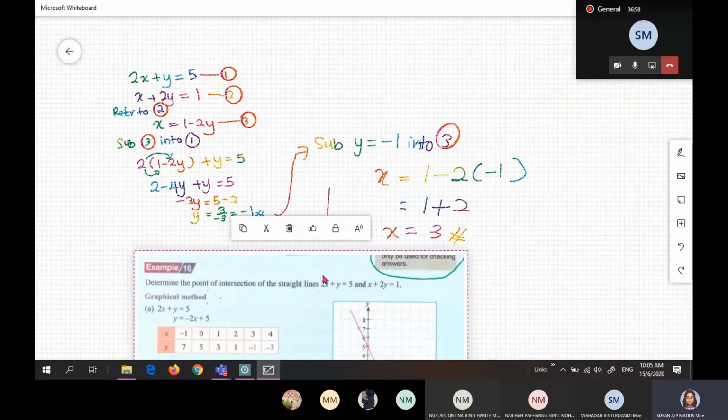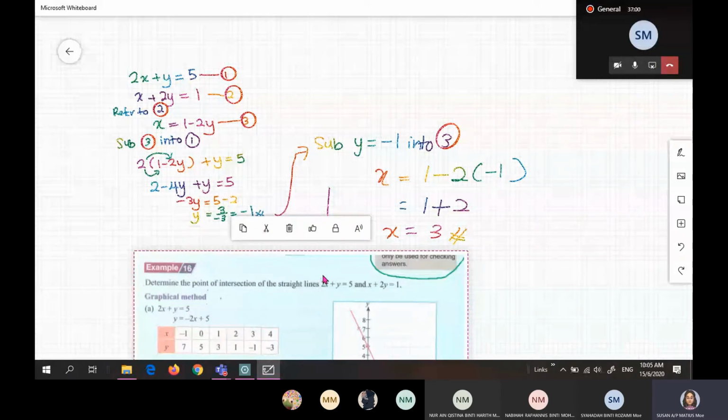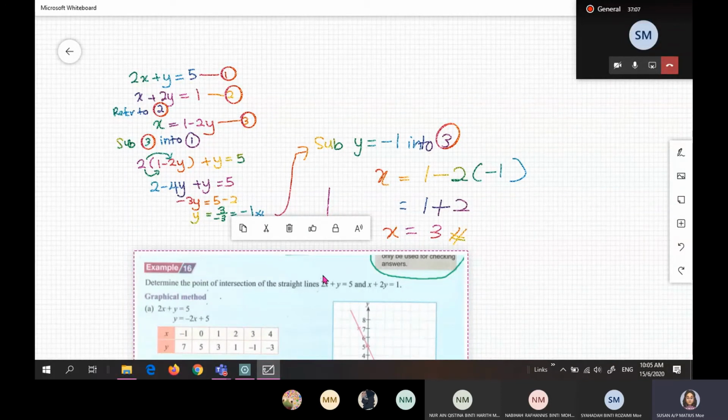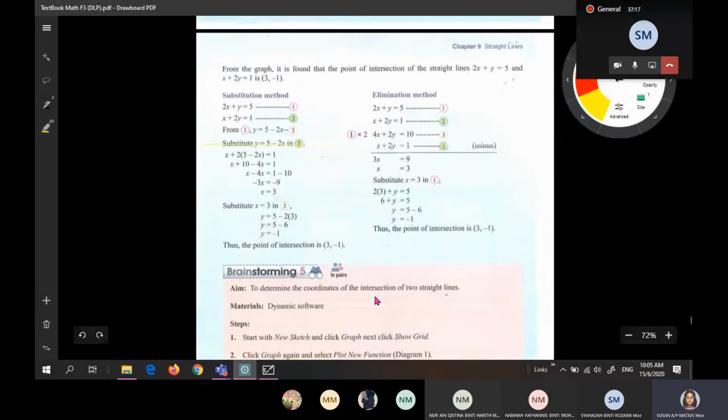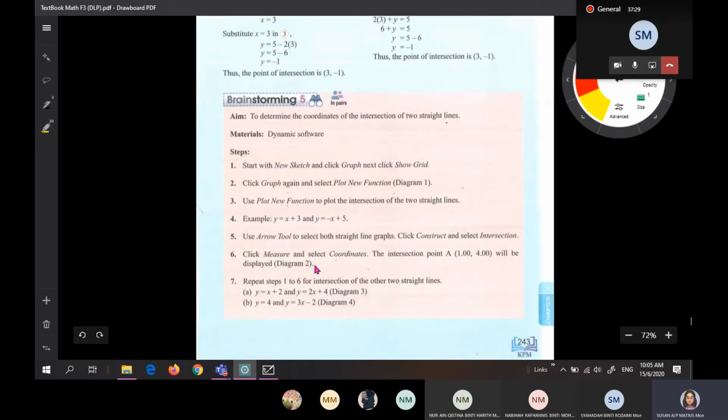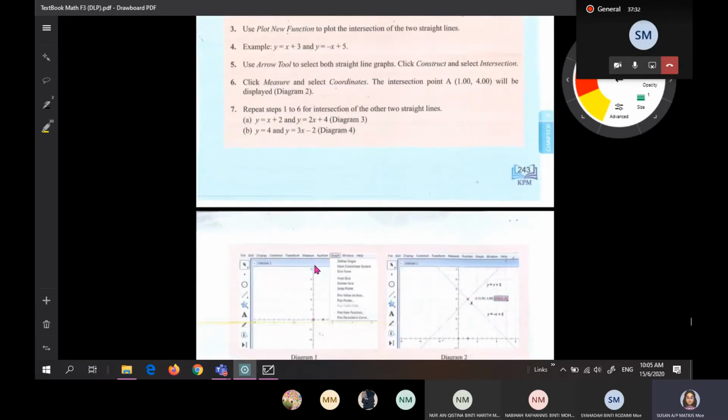Remember guys, simultaneous linear equation, you can find the solution by drawing a graph. From the graph, look for the point of intersection. Or you can also use the substitution or the elimination method. So we have covered that. So let's go back. See guys, the example has been given. I've only shown you the elimination method, but in the textbook they have also shown you the substitution method. So please go through the notes again and try to understand. So let's move on guys.